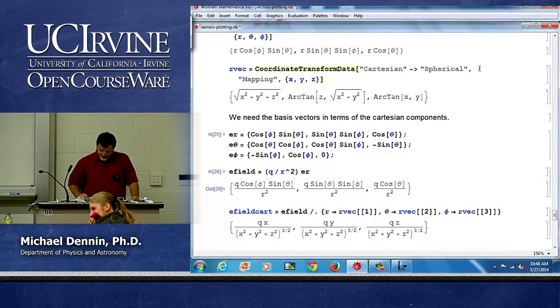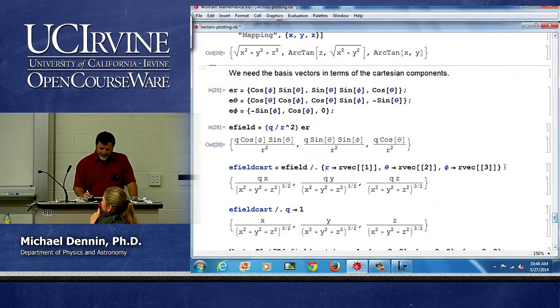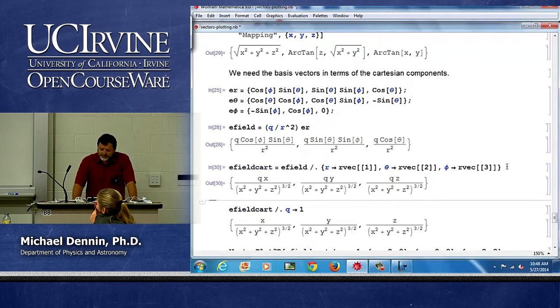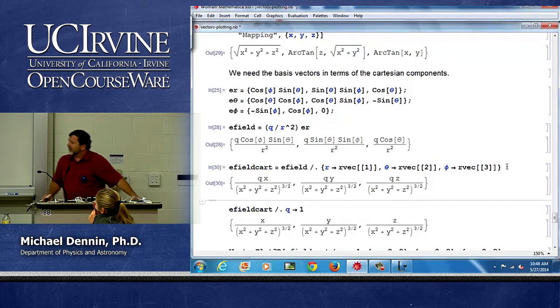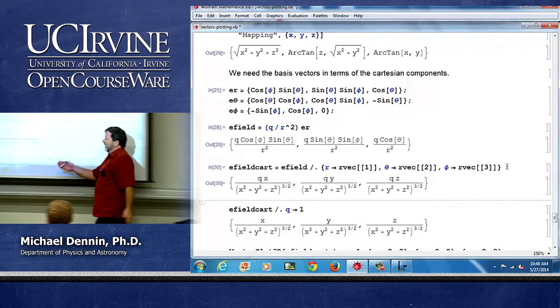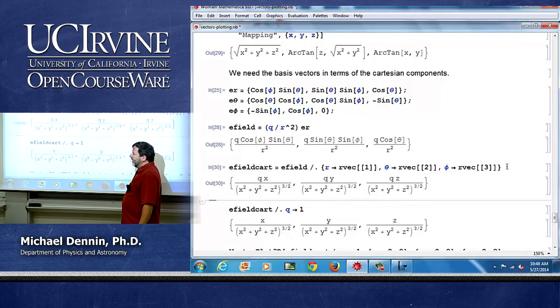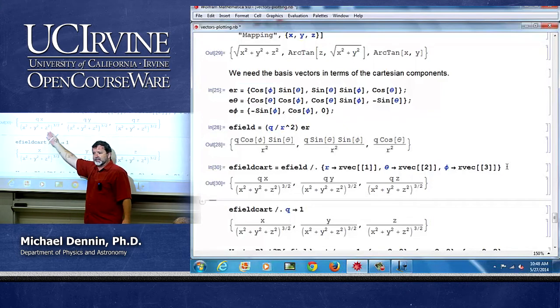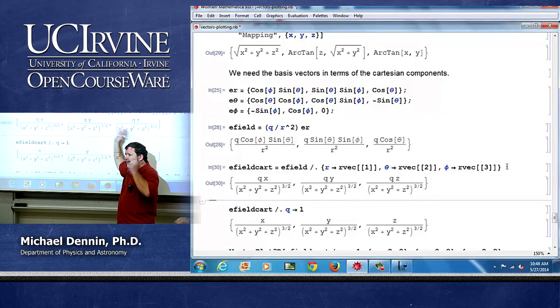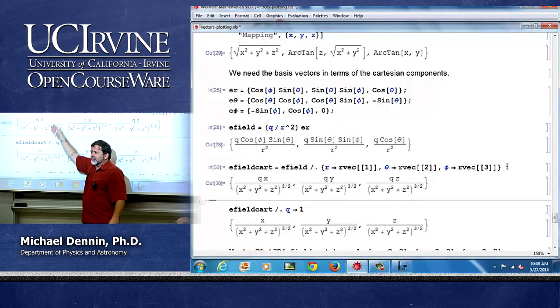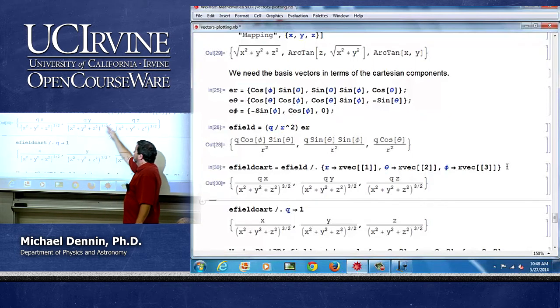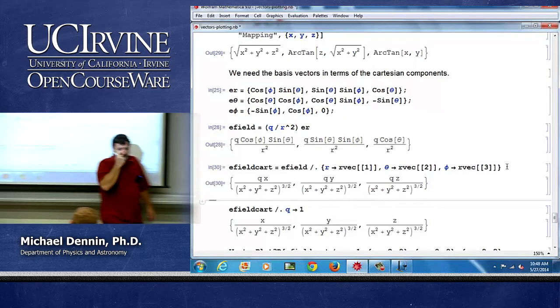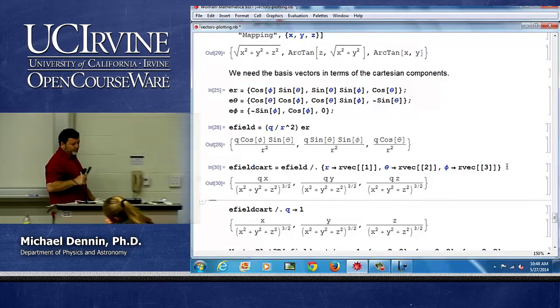So that's my r vector conversion. I now use my slash dot, and now I have my electric field in x, y, z components as a function of x, y, and z. And notice all those ugly arctans and sines and cosines, Mathematica did it. It took care of it nicely for me. If you go back and look in a textbook, you see that this is what you get. x over things, y over 3/2, z over 3/2. So it may look familiar to you.